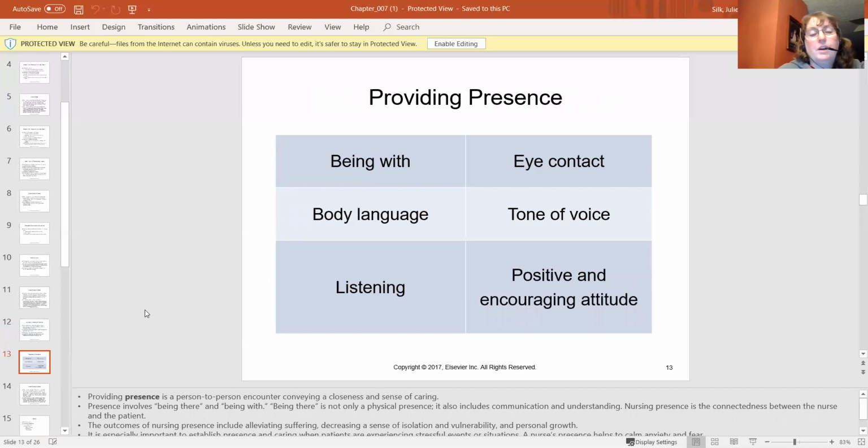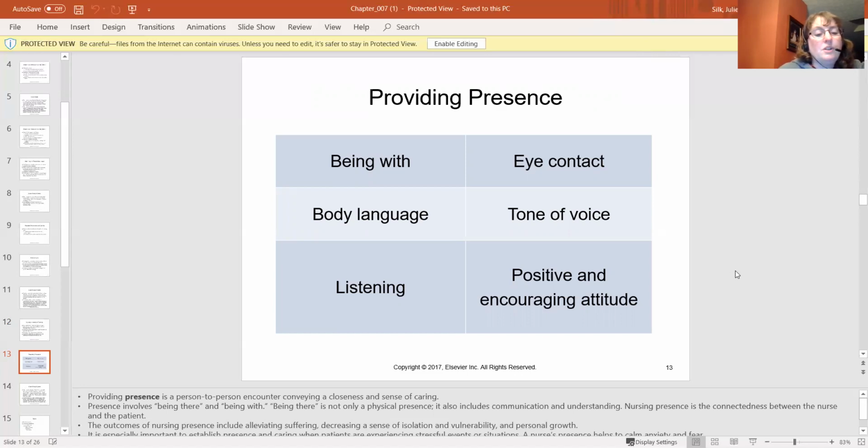So here are some things that are specific to caring that we need to know. Providing presence is a person-to-person encounter conveying a closeness and a sense of caring. Presence involves being there and being with. Being there is not only a physical presence, it also includes communication and understanding. Nursing presence is the connectedness between the nurse and the patient.